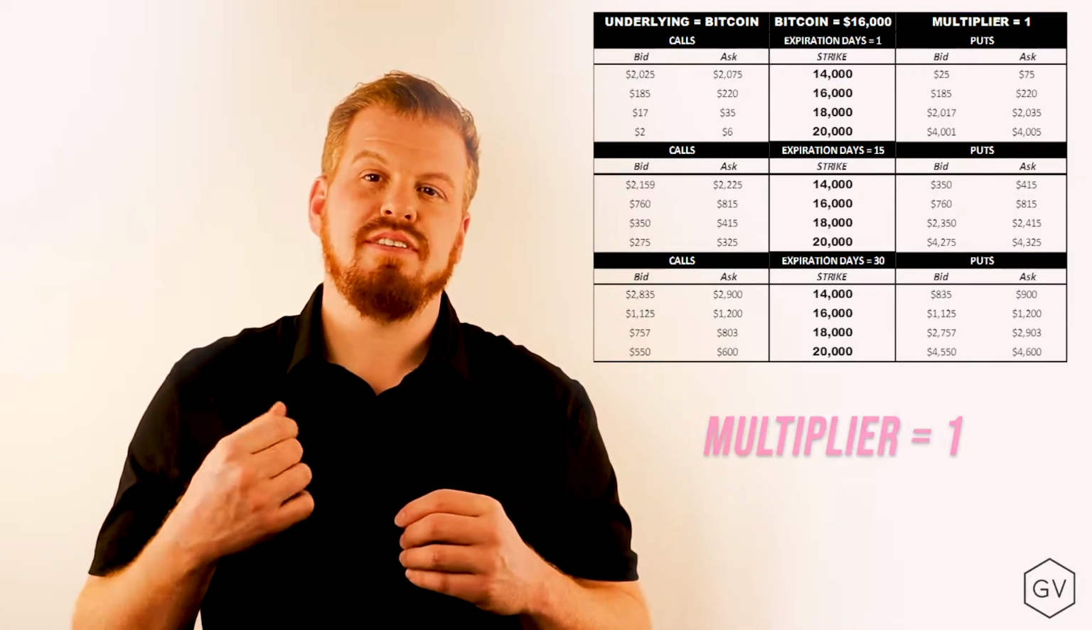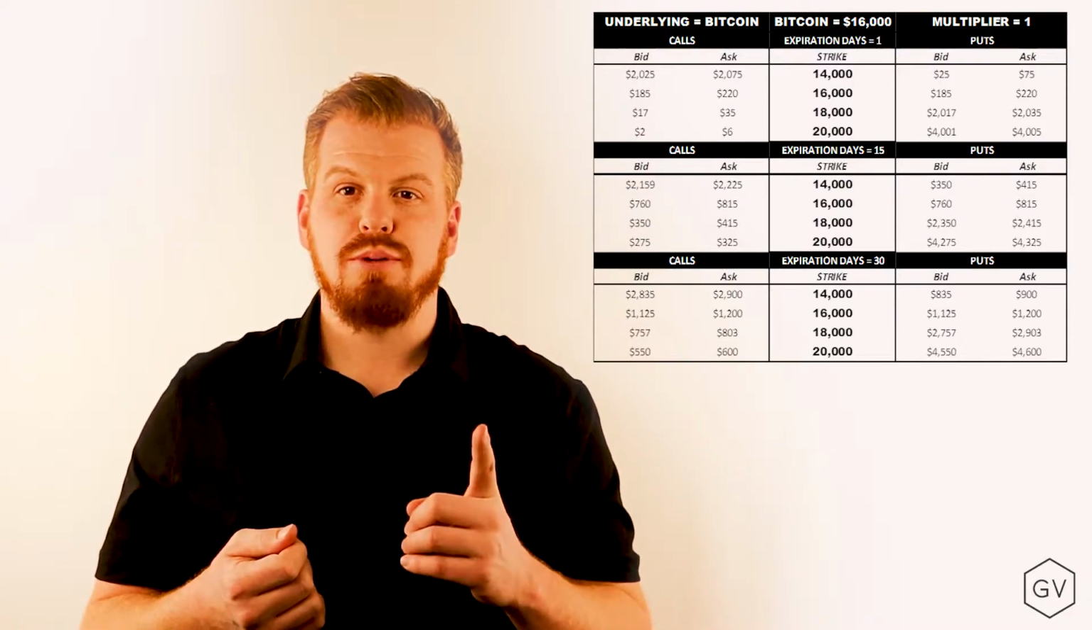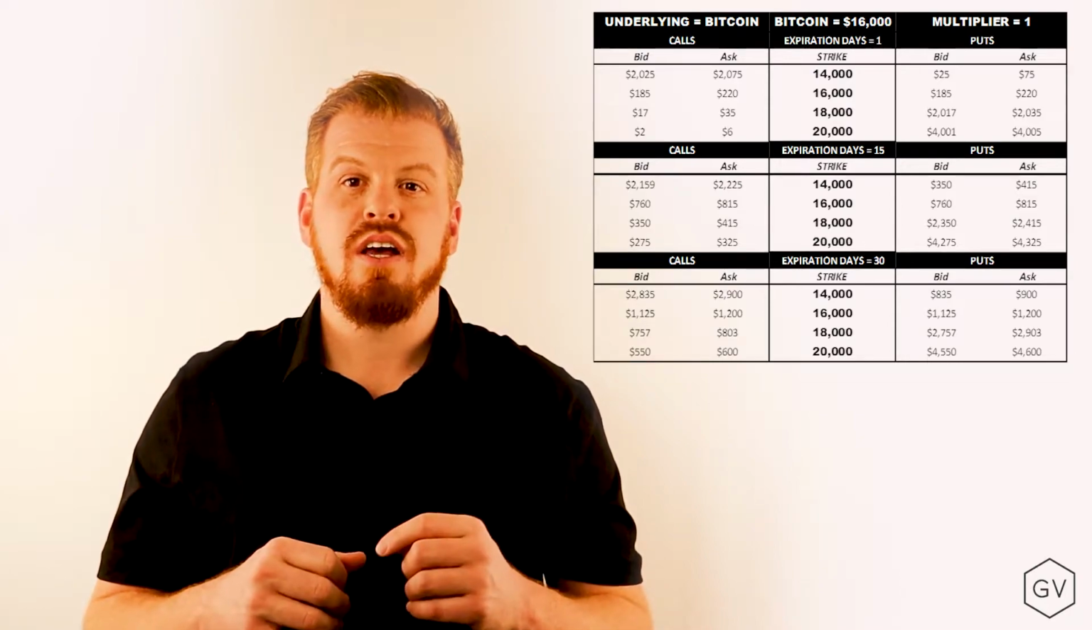But different venues have different multipliers. So in the case of CME, one option represents 5 Bitcoin. In the case of stocks, one option represents 100 shares.